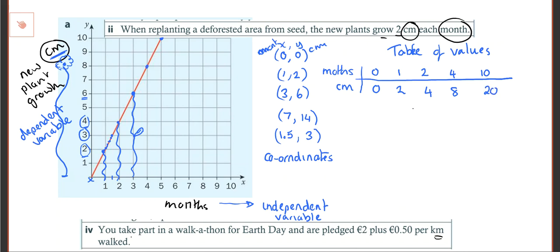Now there's also another limitation about talking about plant growth, which is what? How tall does a plant grow? Maybe after 5 months it doesn't grow anymore at all, so this line would have to stop. It doesn't go on forever. So maybe me writing 10 months and 20 centimetres would be wrong. But that's again another criterion, limitations of it. Does it make sense?